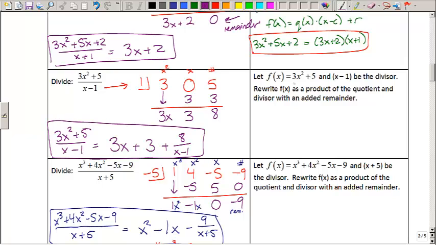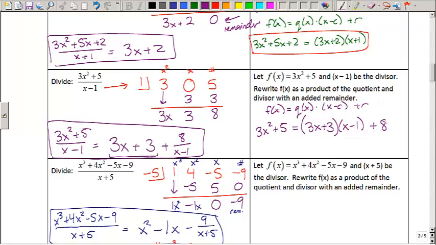Next, if f of x is the numerator, 3x squared plus 5, and the divisor x minus 1, we're going to rewrite f of x as a product of the quotient times the divisor plus the remainder. In this case, we have 3x squared plus 5 is equal to the quotient. Notice the quotient is just the whole term 3x, times the divisor x minus 1 plus the remainder 8. You don't include 8 when you're writing out your quotient.